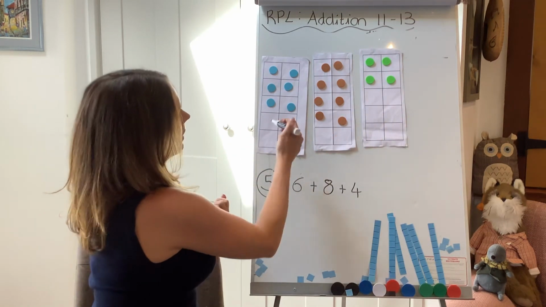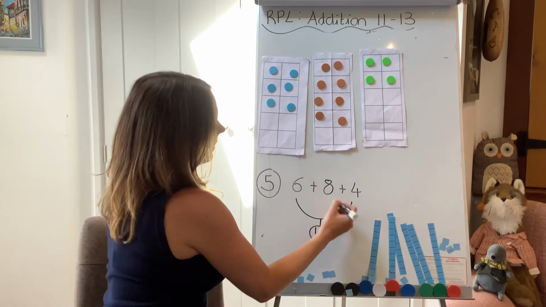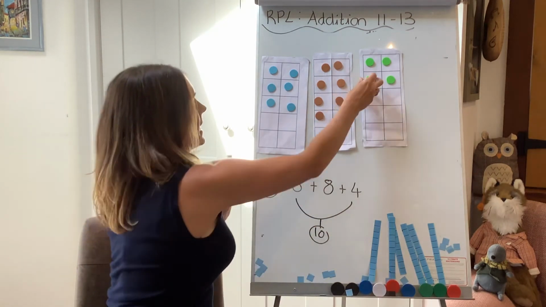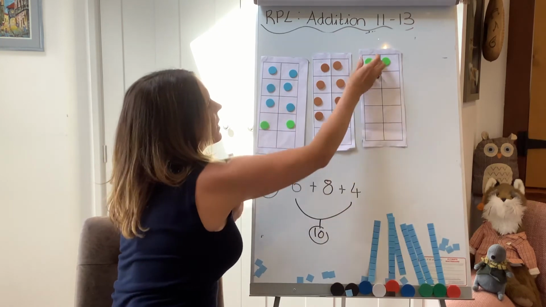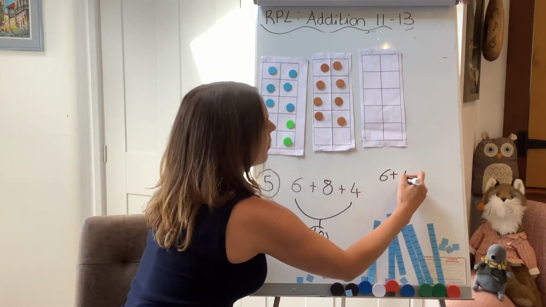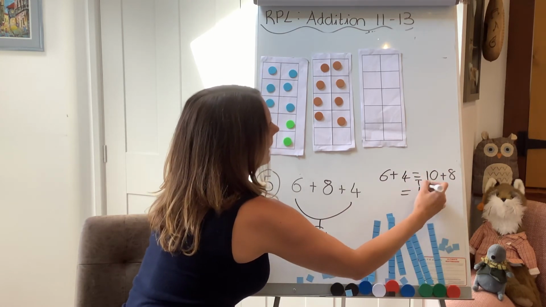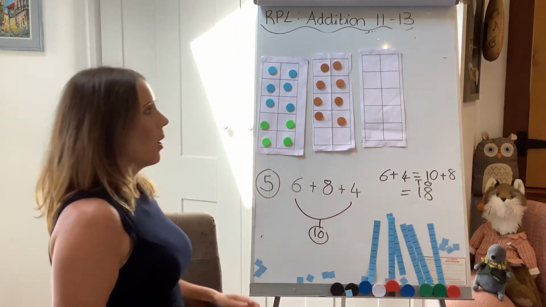6 and 4 will go together to make 10. And then add on the 8 would make 18. So 6 and 4 I'd add first because I can see a number on there to make 10. 6 and 4 is equal to 10. Add on 8 is equal to 18. Our 10s and our 1s.